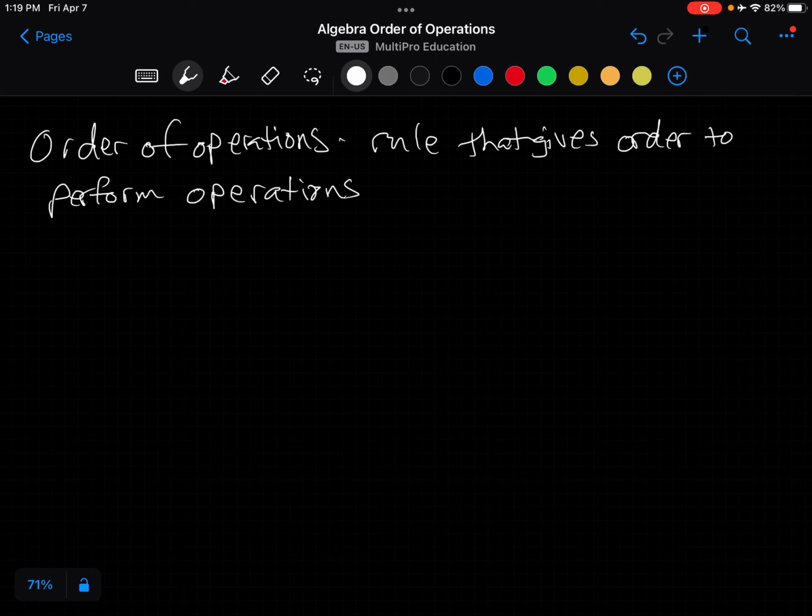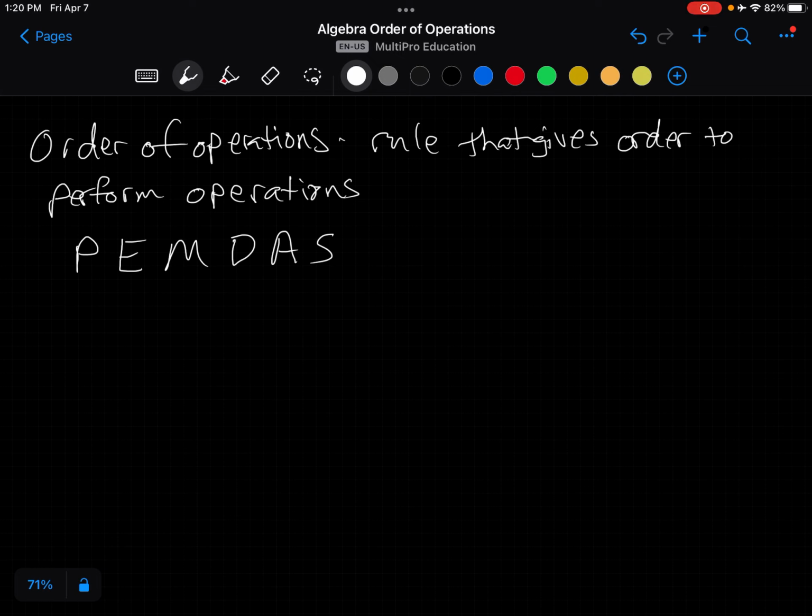Okay, so what order do you follow? Well, back in my day, I learned this thing called PEMDAS. Please excuse my dear Aunt Sally. Actually, I don't have an Aunt Sally, but that's what I followed. So let's write out the acronym. Please excuse my dear Aunt Sally.